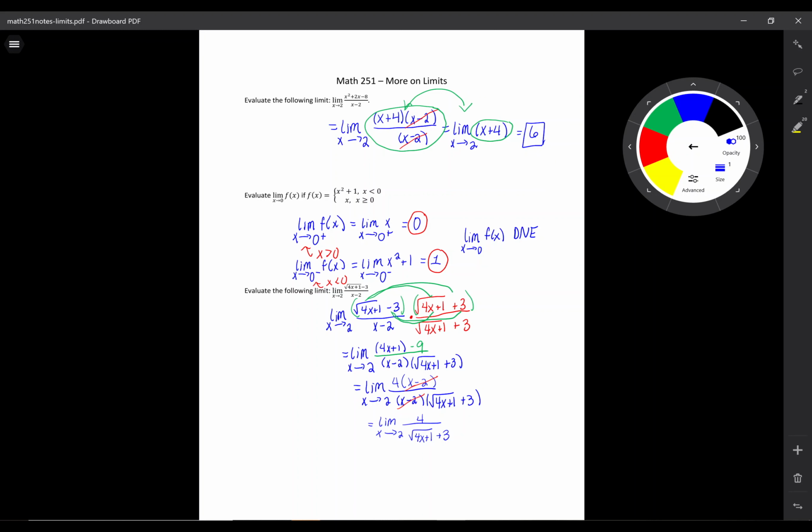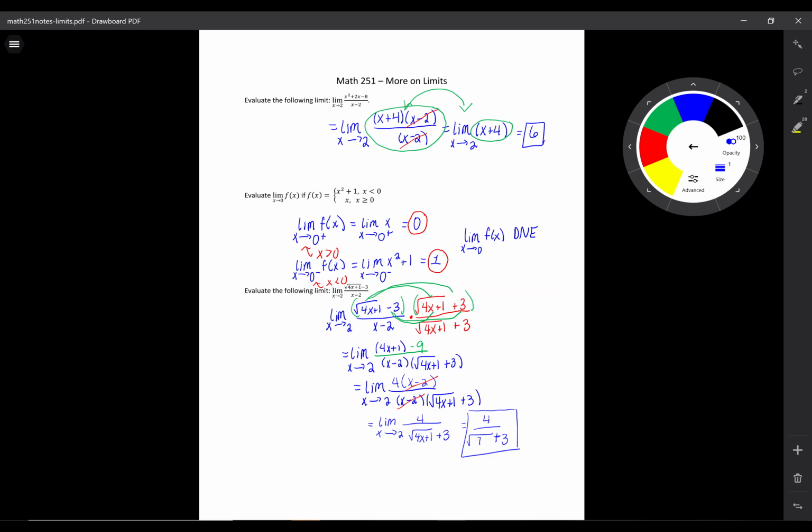Now if I plug in x equals 2, I have no problems, right? If I plug in x equals 2, I'm left with 4 over the square root of 4 times 2, which is 8, plus 1 is 9, plus 3. So this limit is totally valid. We no longer had to worry about a 0 in our denominator. So this is our answer here.